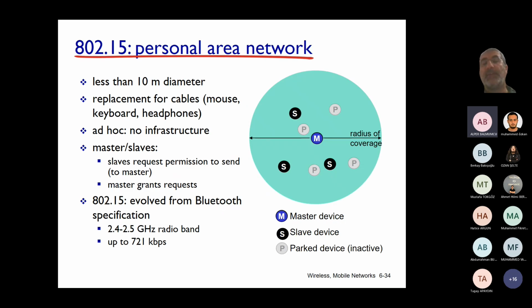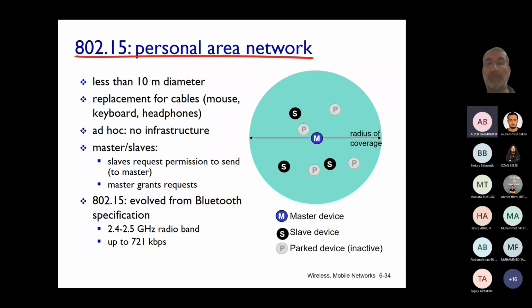Another wireless local area network technology we talked about so far is 802.11, which is a Wi-Fi technology. But we have other wireless local area networks, such as 802.15, and this is the standard for the personal area network. As the name implies, it is basically a short-range network, less than 10 meters in diameter. And the main application is the replacement of cables, such as the wireless mouse, wireless keyboard, and wireless headphones, such as AirPods.